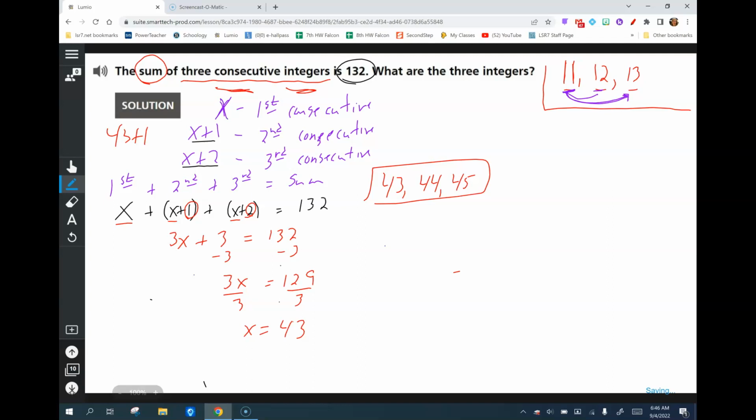Okay? Now the next problem we're going to be talking about, and what's very common, is we have what's called consecutive odd numbers. And we have consecutive even numbers.